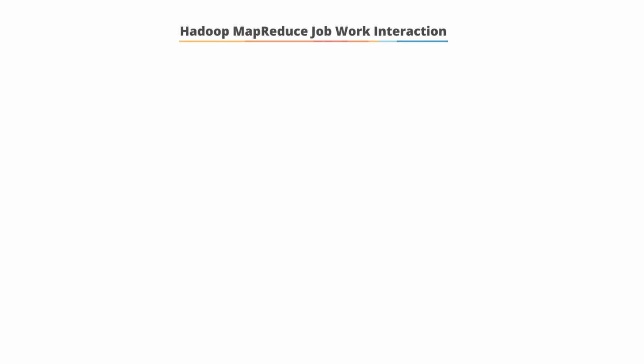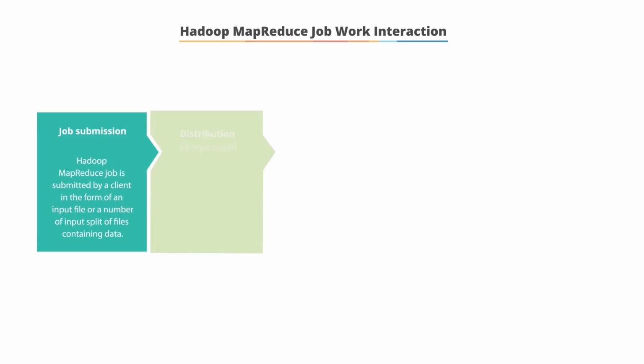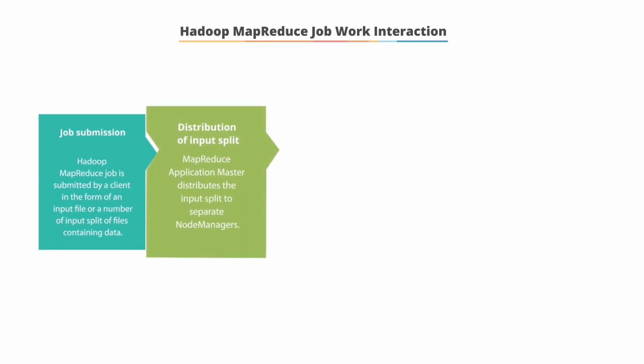The Hadoop MapReduce job interaction. Initially, a Hadoop MapReduce job is submitted by a client in the form of an input file or a number of input splits of files, each containing data. The MapReduce application master will then distribute the input splits to separate node managers.